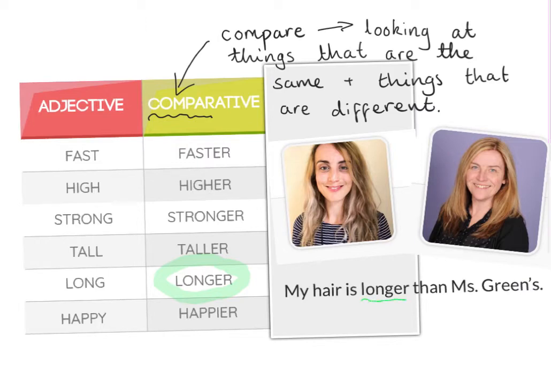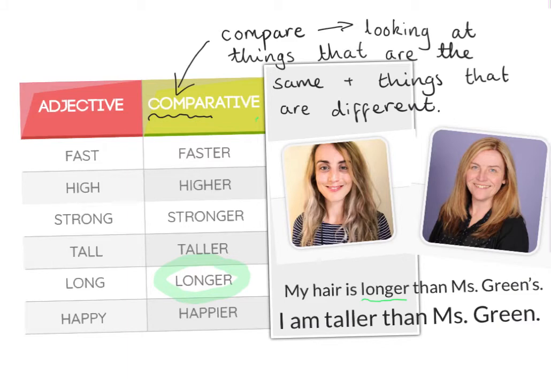Longer is a comparative adjective. I could also write this one. I am taller than Miss Green. Taller is the comparative adjective. And I'm going to do one more. Miss Green is older than me.